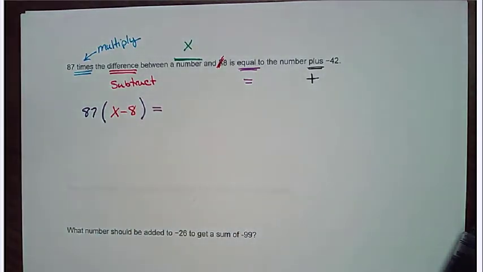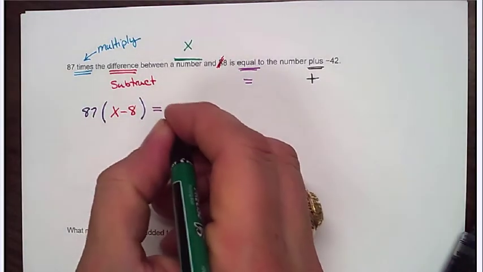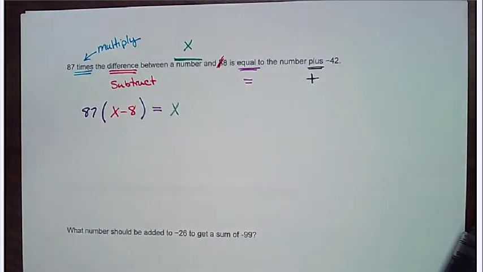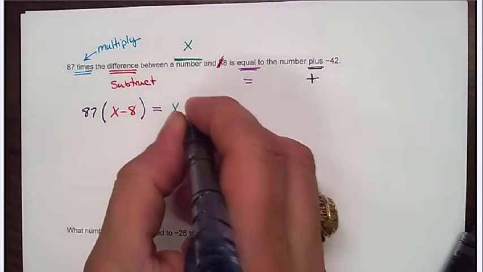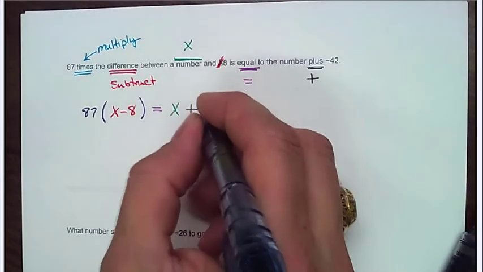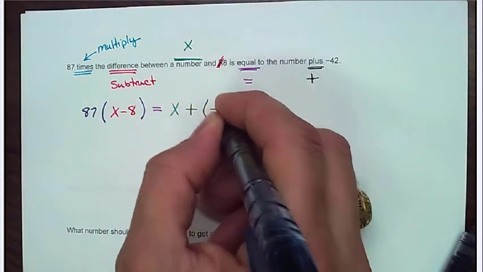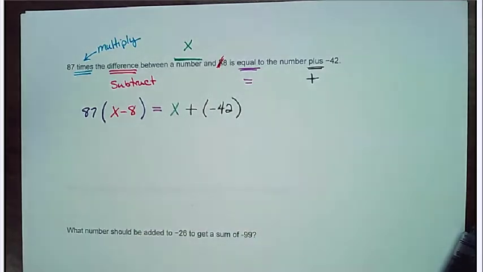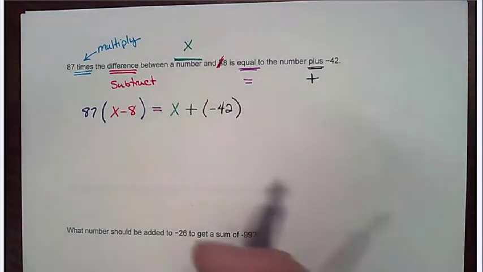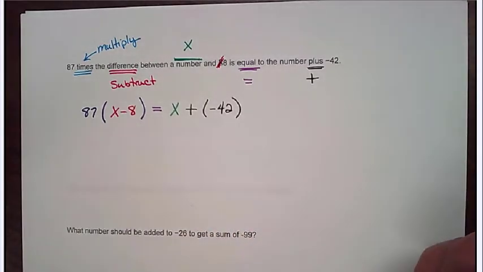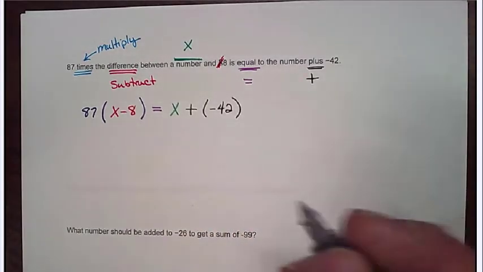The number, well, we know that the number was x, and then plus negative 42. Well, we're just going to write it exactly as we see it. Plus, and then we're just going to say that this is negative 42. Okay? Well, that makes it not bad. So we've actually done this translation, but now we can actually do the solving.